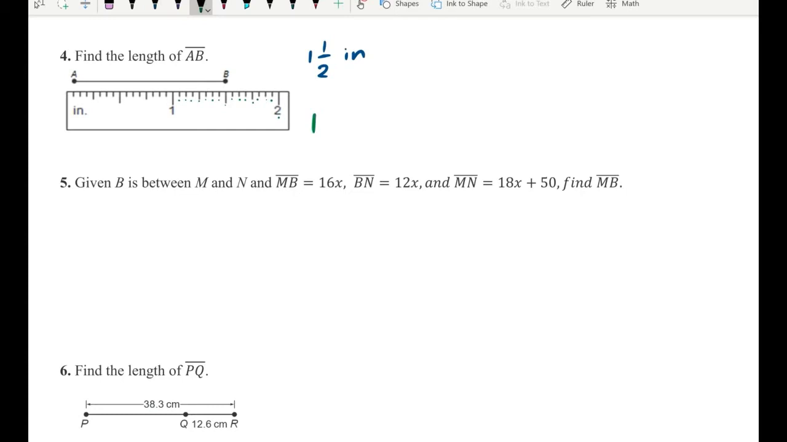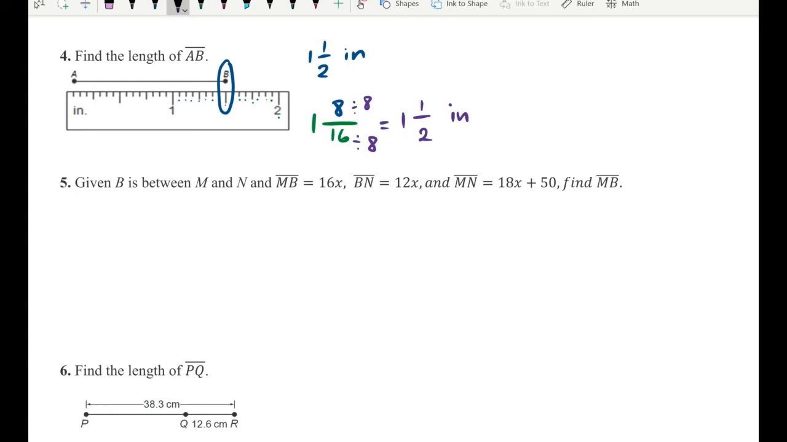It's 1 whole and 16 marks. And B is the one at mark number 8. That will be 8 over 16, which we can reduce. Reduce it by 8, and you will have 1/2. So 1 1/2 inches, just like the top answer.